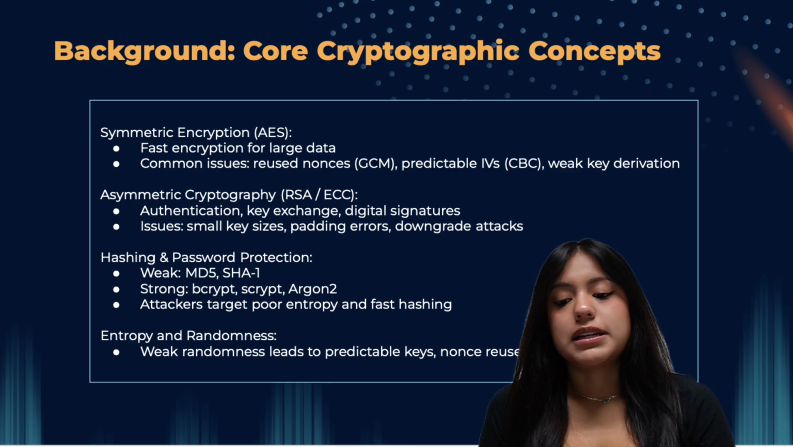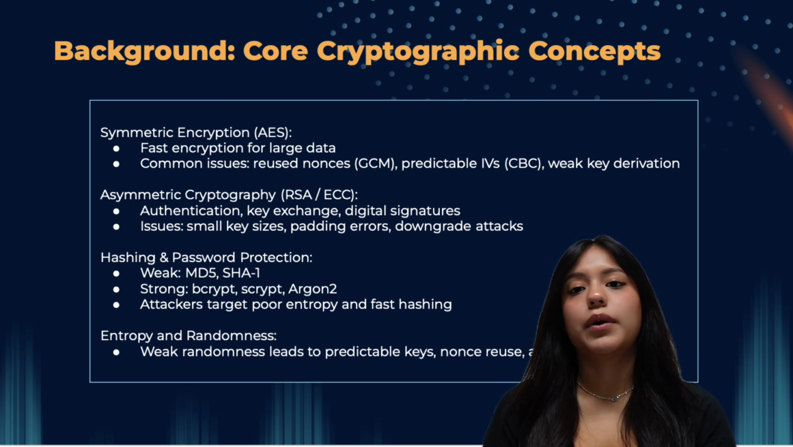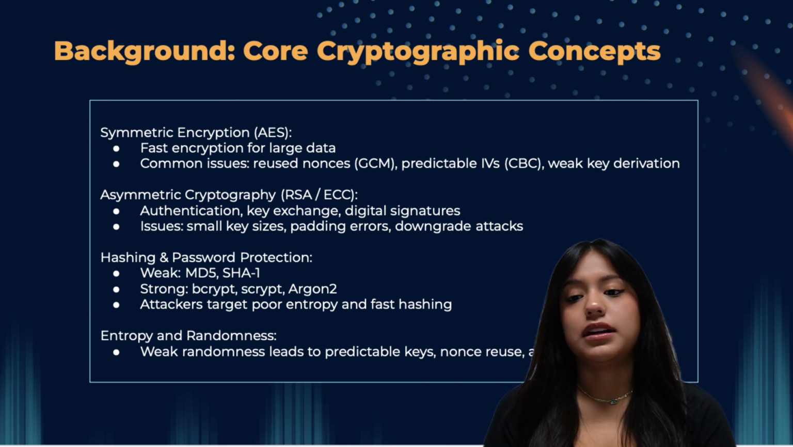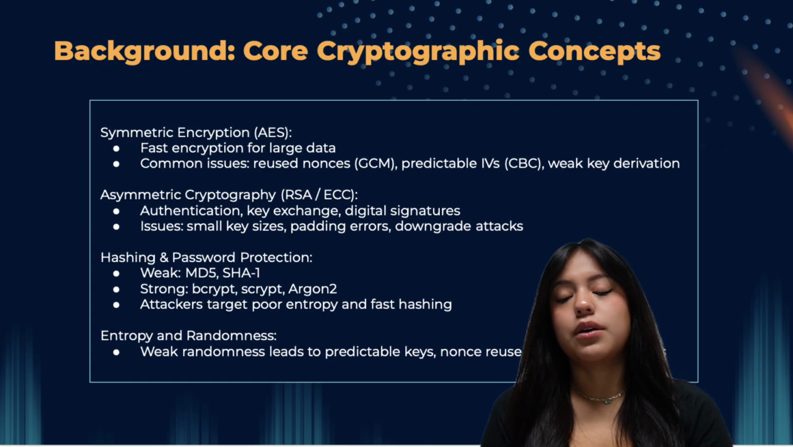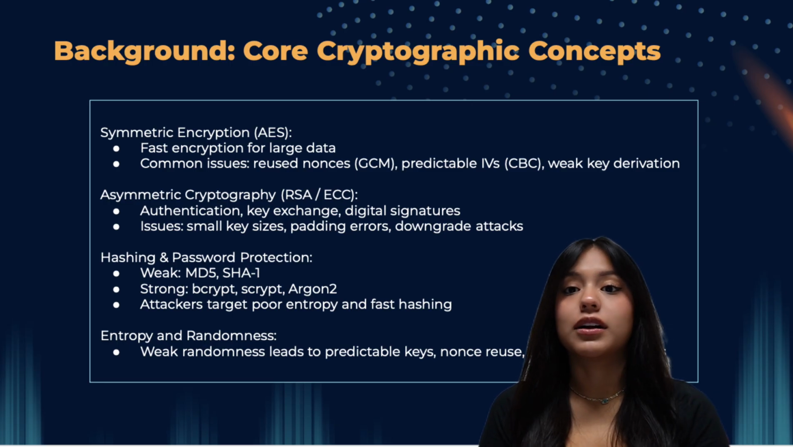Another important concept is hashing and password protection. Unlike encryption, hashing is one way. However, when organizations use weak, outdated functions, password cracking tools such as Hashcat or John the Ripper can recover passwords quickly by exploiting poor entropy or insufficient computational hardness.